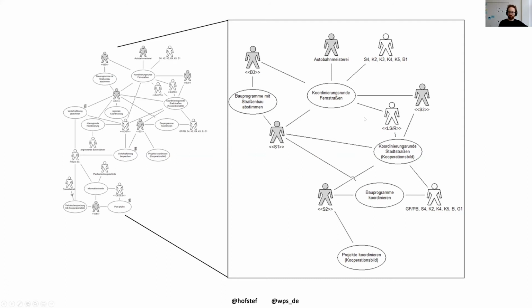And then we looked at which use cases involve a lot of people. Here on the right side, you see a little zoom into this use case diagram. In the end, we picked, I think it was 5 different use cases where there were a lot of people involved, and analyzed them for coordination. One of them was this coordination round, or coordination meeting. That we picked, and invited the people involved.